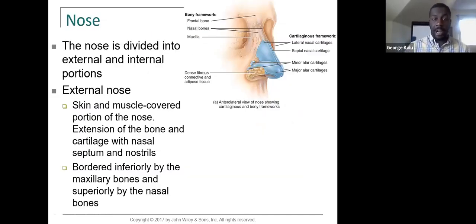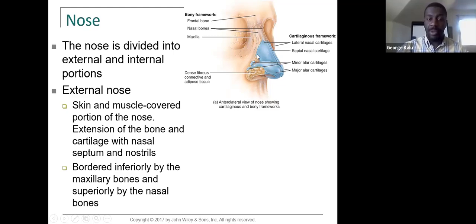So we're going to start by taking a look at the nose, which is the first part of the respiratory system, and probably the most important part, because if you can't get any air in, there's no gas exchange going to be able to take place. And so the nose is going to be divided up into an external region and then an internal region. The external region is made up of a lot of skin, a lot of muscle, some bone, and some cartilage. And so the bone and cartilage are going to help to form the nostrils, which we'll take a look at in a second here.